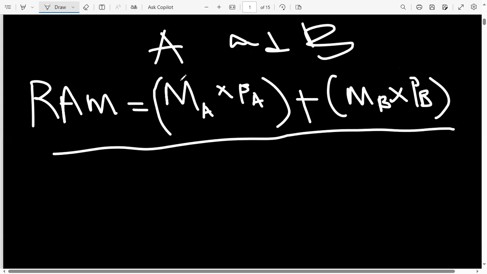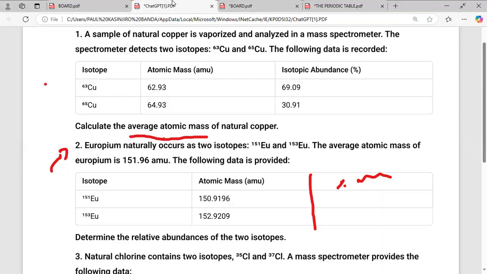Okay, so you just get the mass of this isotope multiplied by the percentage, and then plus the mass of this isotope, you also multiply it by the percentage. Then whatever you get will be our what? Relative atomic mass. Okay, so now let's solve question 1 here.